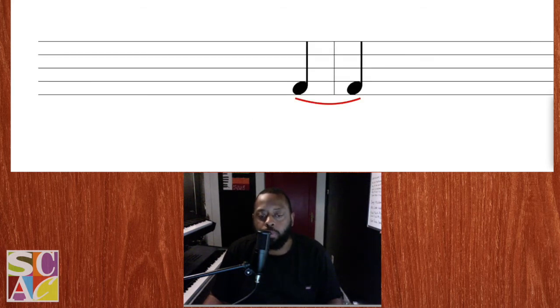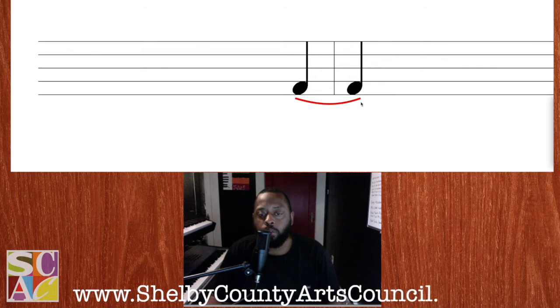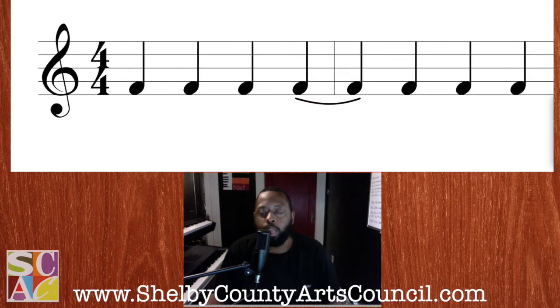Now, the next thing we're going to talk about very quickly is the tie. And basically what the tie does, it basically ties a note. As you can see here, represented by this curved line. So let's look at it in context. Once again, we are in 4/4 time. And we have the tie here.